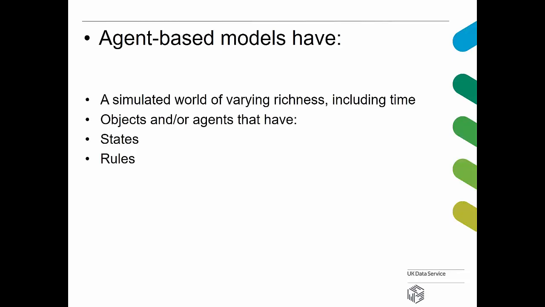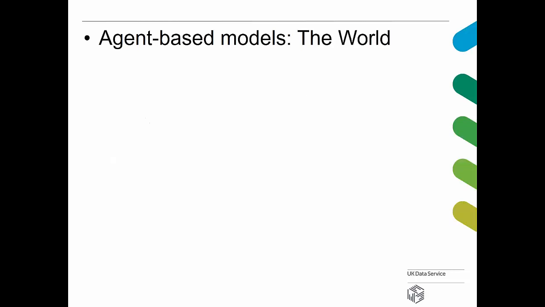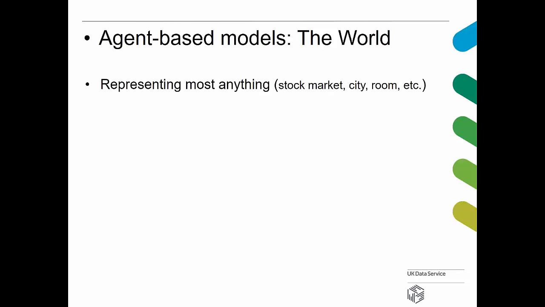So agent-based models have a simulated world of varying richness, including time. They have objects or agents, and they have states and rules. So I'm going to dive into each of these and give you some examples in the game called Telephone. Okay, the world can represent just about anything. You can try to represent a stock market, you can represent the city that you live in, you can represent the room that you happen to be in now. That might not be particularly enlightening, but do what you like.